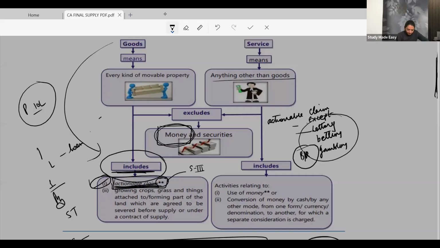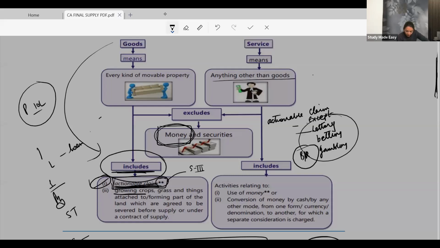So this is my first linkage with respect to goods, that is movable and immovable, giving a link to Schedule number 3. Second linkage, actionable claim, that is going to lottery, betting, gambling, and lottery, betting, gambling is going to the value of supply chapter. Are you clear with these 2 linkages? Everyone, any doubt? Okay. Moving to next.